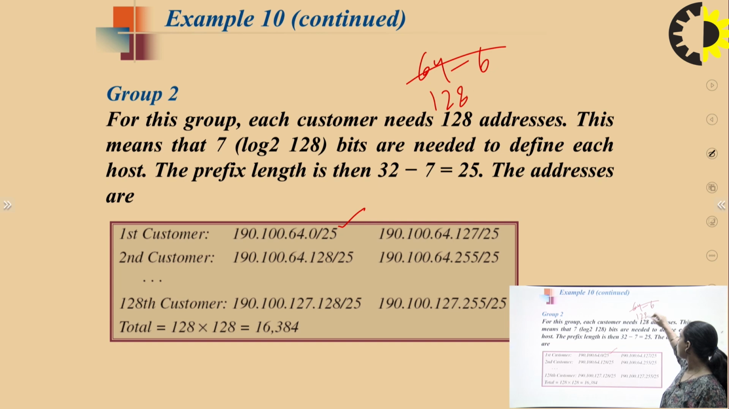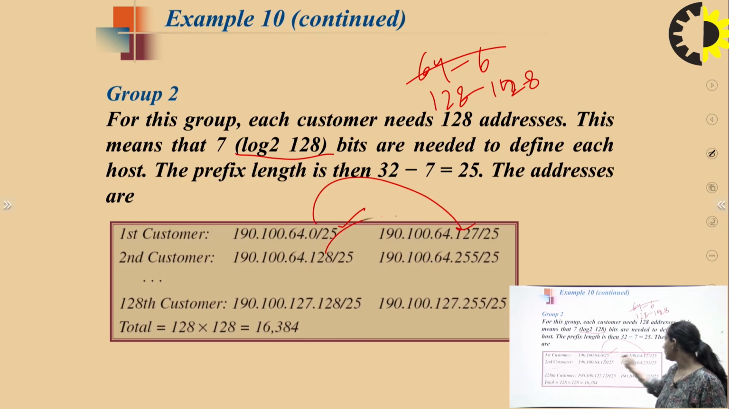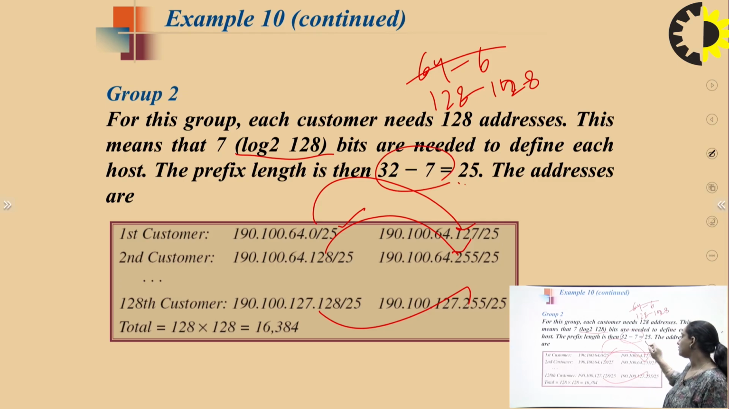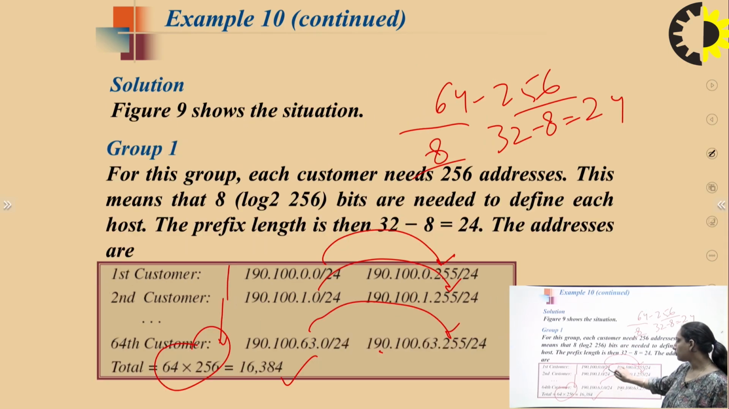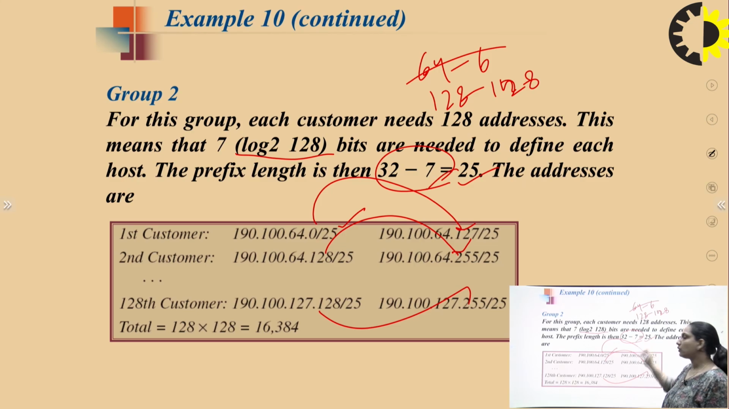128 or 128. For 128, 7 bits are used for this. So here 0 to 127, 128 to 255, 128 into 128, this many addresses we can accumulate, because 32 minus 7 is 25 bits. Here earlier there were 256 addresses, so 8 bits we were using for host, but here we are using 7 bits for the host, so we are using 25 bits for the network.